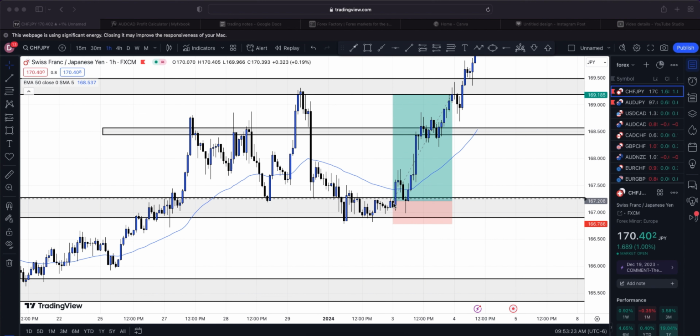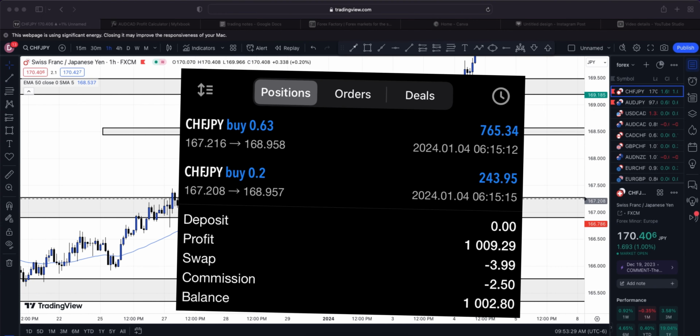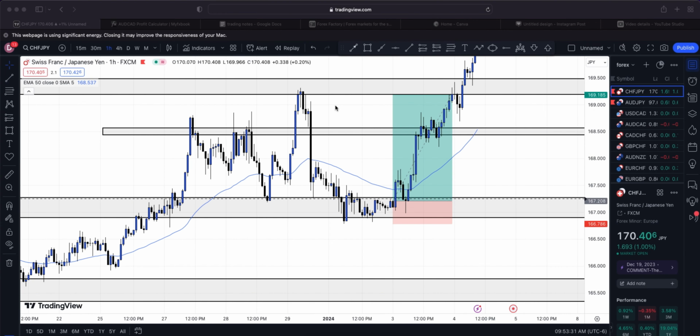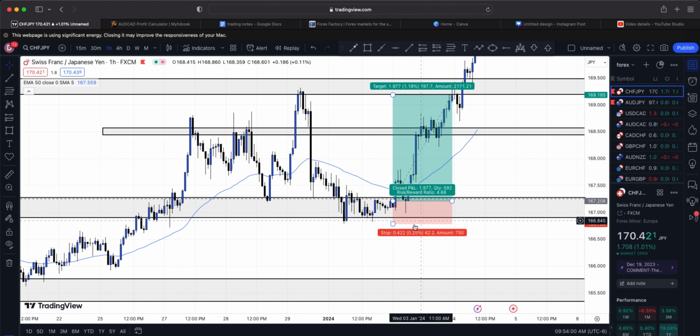I entered right after that bullish engulfing. Stops were right below this previous low. Take profit was at this high. I'm going to post a little screenshot up here. All right. So now that we are back, it has been a full day. I think it's been a day and a couple hours. But we can see that the trade hit profit. It was a winning trade.